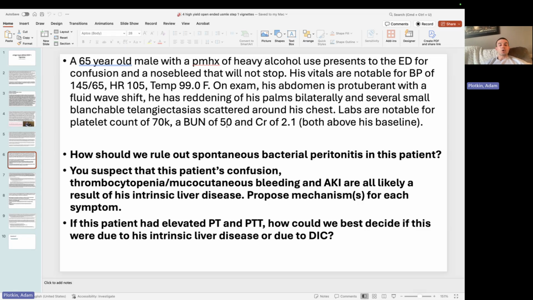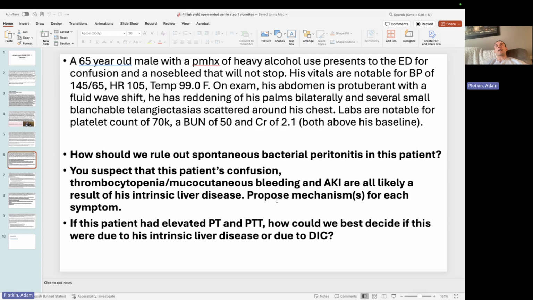All right. You suspect that this patient's confusion, thrombocytopenia, mucocutaneous bleeding, and AKI are all likely a result of his intrinsic liver disease. I want you to propose a mechanism for each of his symptoms secondary to his liver disease. So pause your screen and consider, and we'll discuss. All right, so we'll start with his confusion first, right?